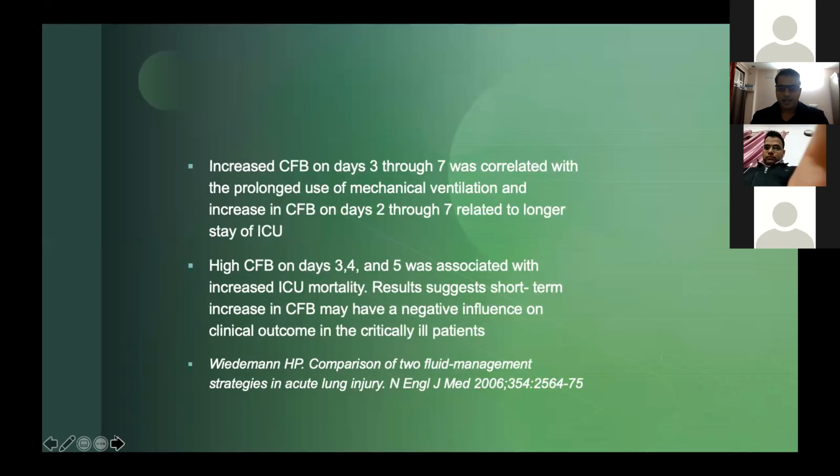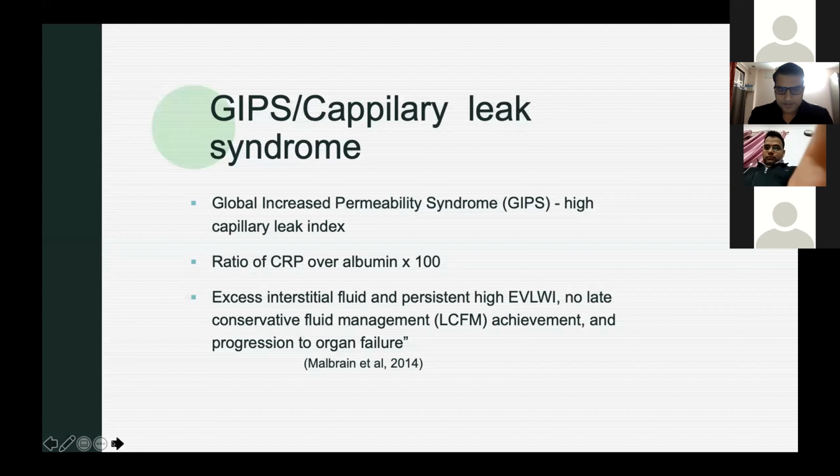Wiedemann et al. published this in NEJM in 2006, in which he concluded that an increase in the cumulative fluid balance on days 3 through 7 was correlated with prolonged use of mechanical ventilation, and an increase in the cumulative fluid balance through the 2nd to 7th day clearly corresponded to a longer ICU stay. And higher cumulative fluid balance on days 3, 4, and 5 was associated with increased ICU mortality. This result suggests that even a short increase in the cumulative fluid balance may have a negative influence on the clinical outcome in critically ill patients.